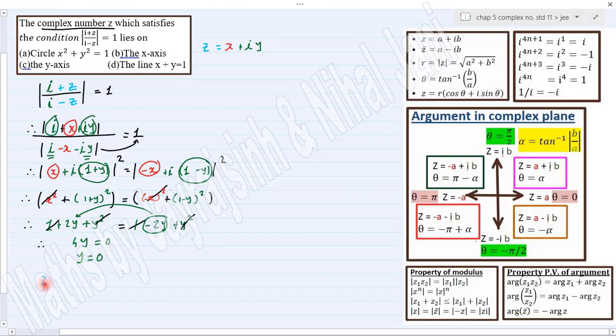That means your complex number z is equal to x plus i0. So your complex number is a purely real number which lies on the x-axis. Ta-da!